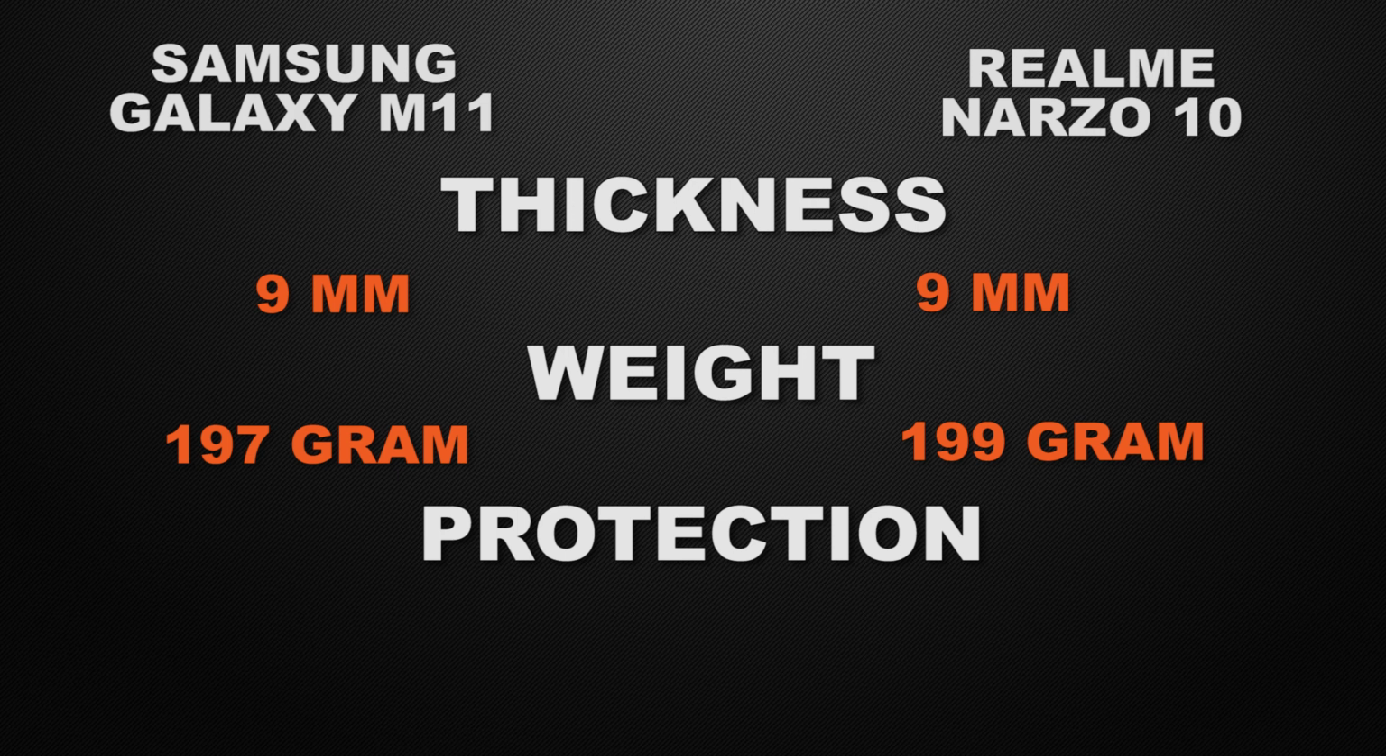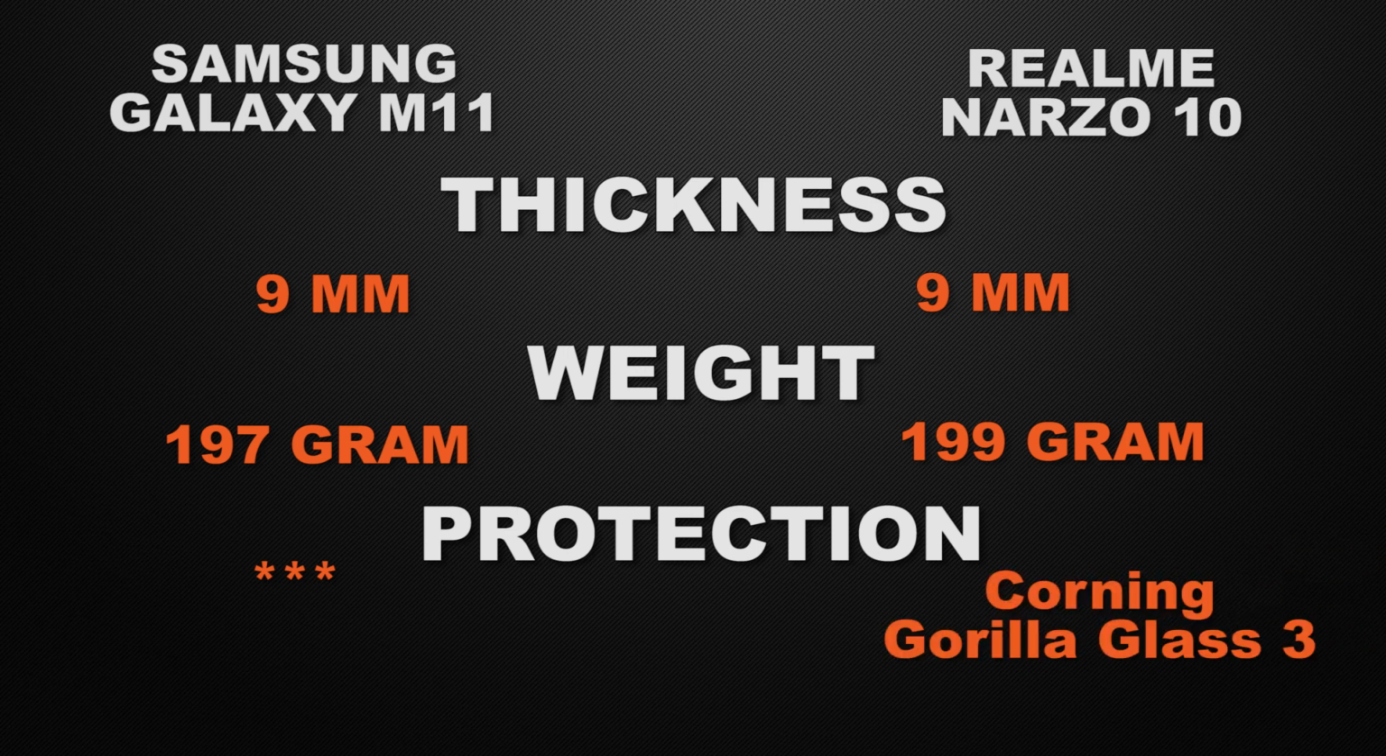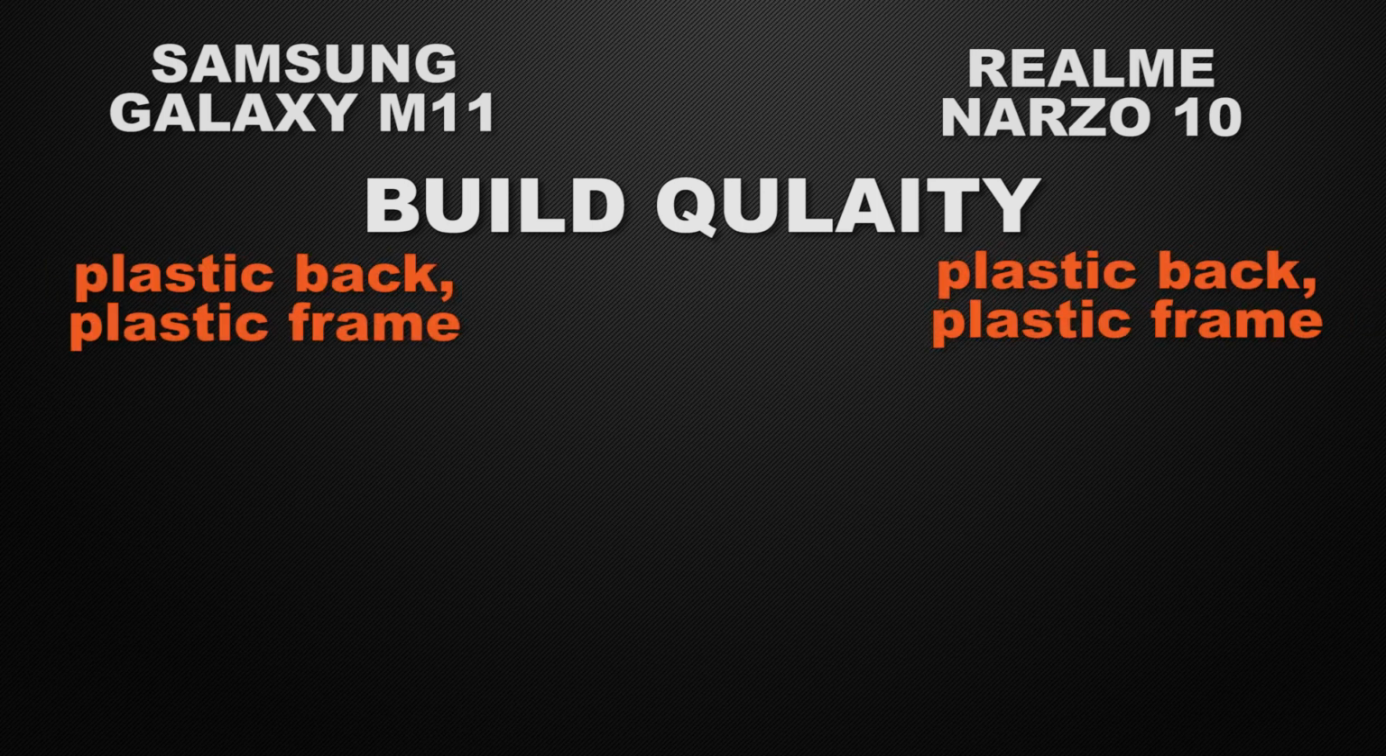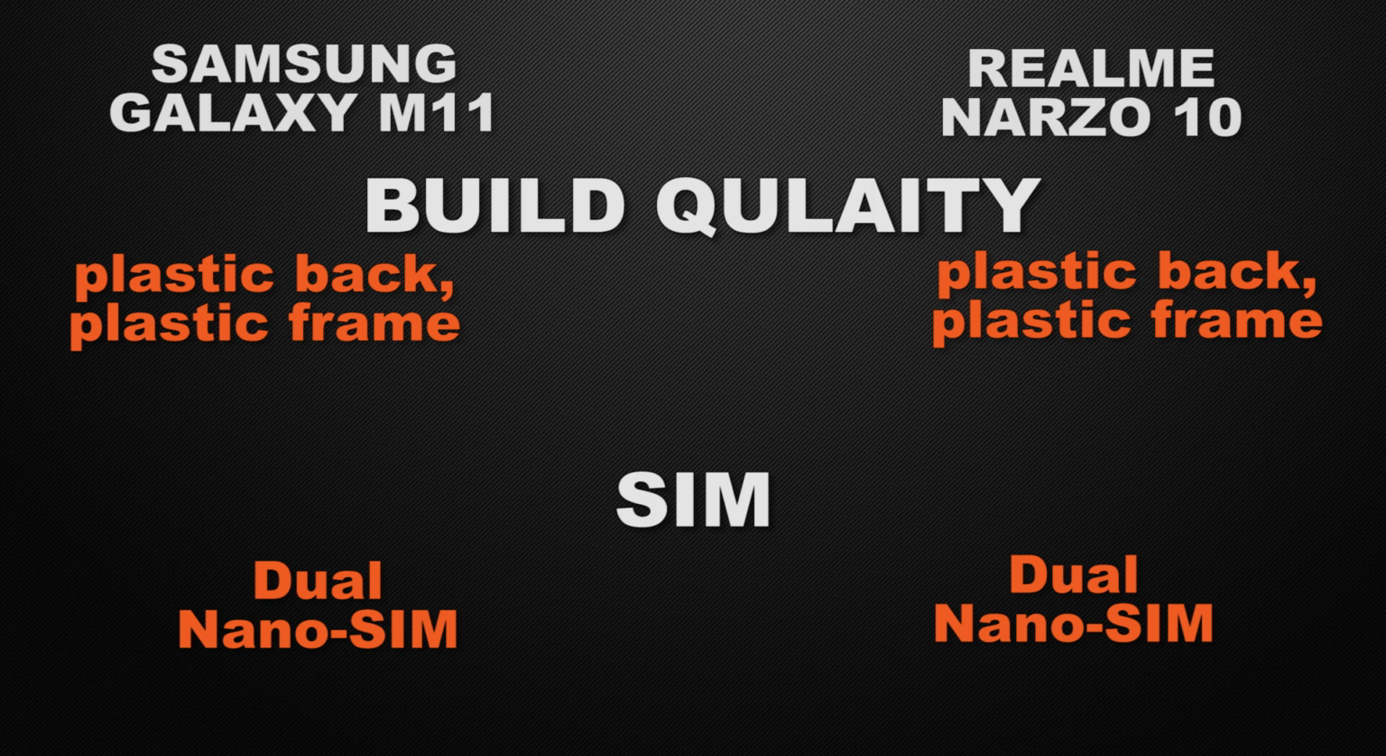And about the protective glass of the devices, Samsung did not mention what protection the device has, and Narzo 10 has Gorilla Glass 3, so the clear winner here is Narzo 10. Let's talk about the build quality of the devices. Both of the devices have plastic back with plastic frame, so it's a tie here. And about the SIM support in the devices, both of the devices have dual nano SIM support, so it's a tie here.